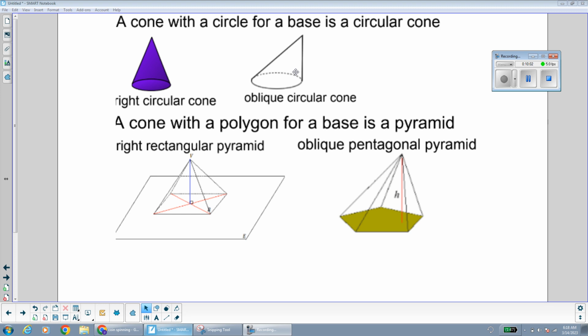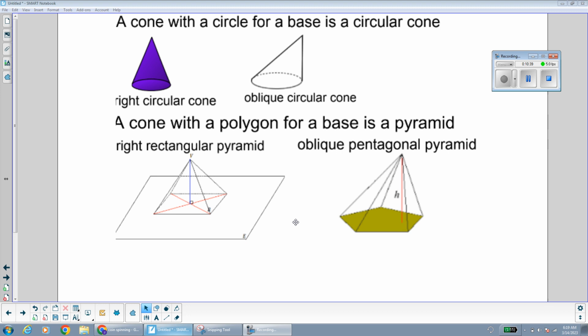And a cone that has a polygon other than a circle, because a circle is not a polygon, but that has a polygon for a base, is a pyramid. Over here, this would be a rectangular pyramid because it has a rectangle bottom. And this would be a pentagonal pyramid because it has a pentagon for the bottom. So just like prisms, pyramids are also named for their bases because their bases can be different shapes.